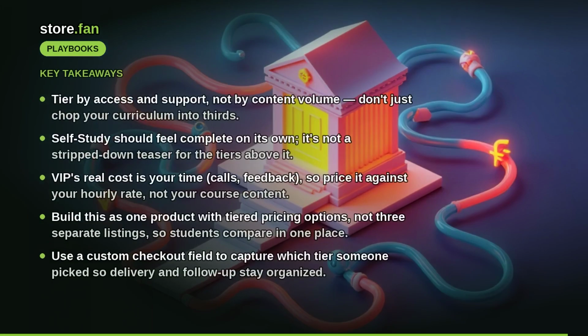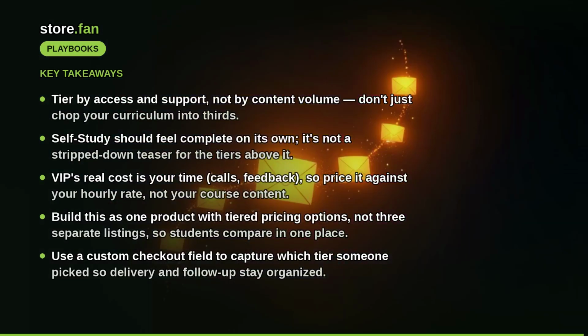Key takeaways. Tier by access and support, not by content volume. Don't just chop your curriculum into thirds. Self-study should feel complete on its own. It's not a stripped-down teaser for the tiers above it. VIP's real cost is your time, calls, feedback. So price it against your hourly rate, not your course content. Build this as 1 product with tiered pricing options, not 3 separate listings, so students compare in one place. Use a custom checkout field to capture which tier someone picked so delivery and follow-up stay organized.